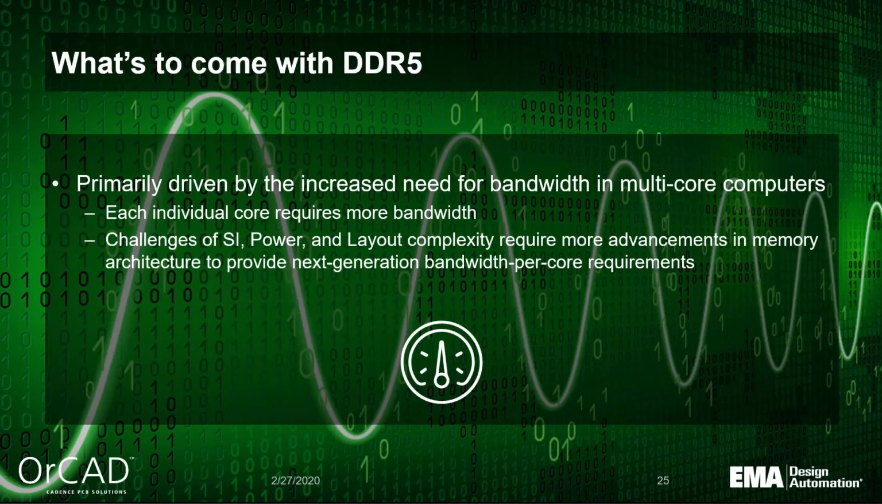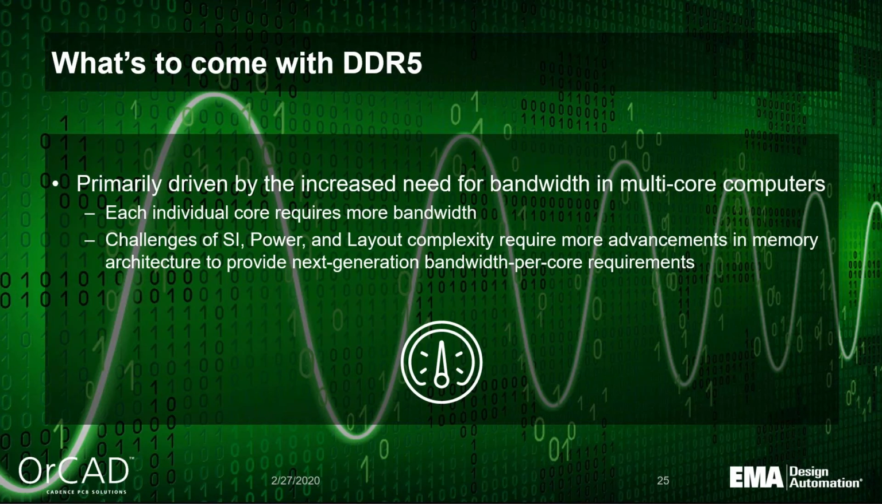So with DDR5, the new technology, DDR4 has reached some limitations. Each of the families has improvements where you can increase the speed, but they do have their limitations. DDR5 is primarily driven from the increased need for bandwidth in the new multi-core computers that are being developed today. As you increase the number of cores in each of the processors, each of those cores requires more and more bandwidth for access to memory. So it's going to present even more challenges that DDR4 is not going to be able to satisfy.